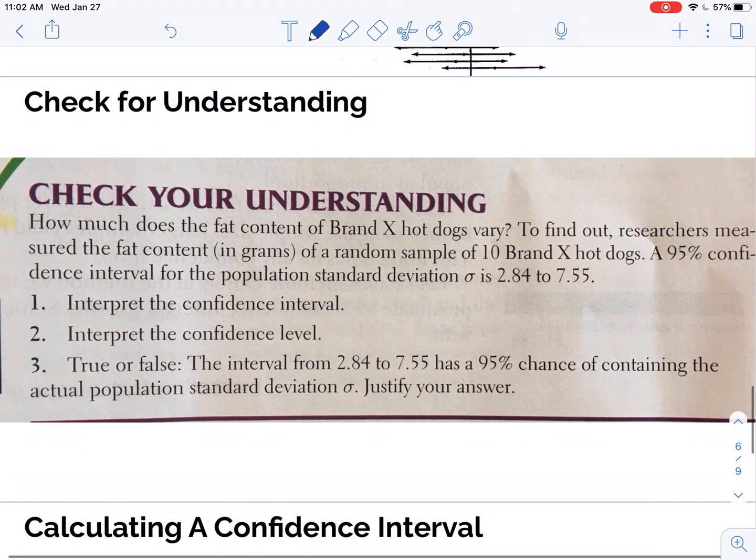All right, so we've got to check for understanding on this. How much does the fat content of brand X hot dogs vary? To find out, researchers measured the fat content in grams of a random sample of 10 brand X hot dogs. A 95% confidence interval for the population standard deviation is 2.84 to 7.55. So interpret the confidence interval.